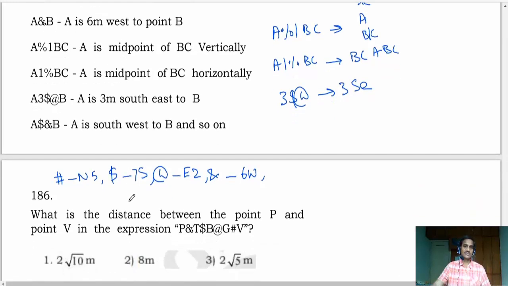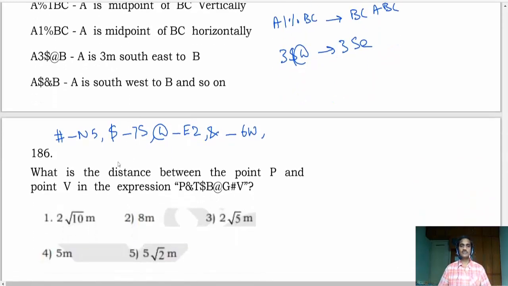Then question number 176. What is the distance between the points P and B in the expression? P and T. P is 6 meters west of T. ఎలా రాసుకోవచ్చు చెప్పండి P is 6 meters to the west of T. How to write this one? P is 6 meters to the west of T, 6 meters. And T is 7 meters to the south of S.